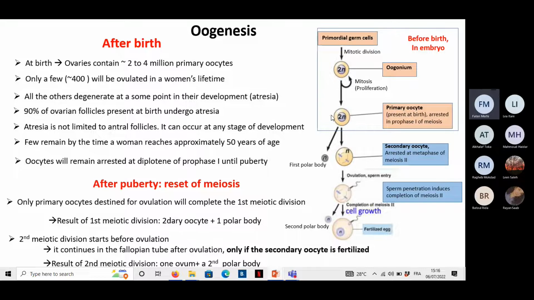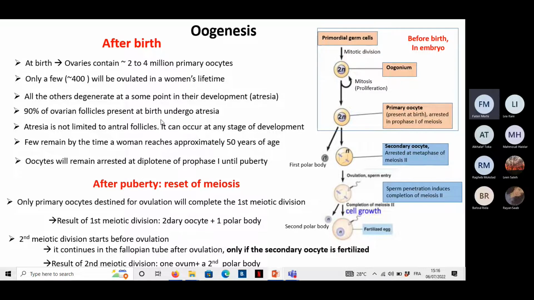They will always be surrounded by other cells called the follicular cells or the granulosa cells. So 90%, the oocytes and the follicular cells together make what we call an ovarian follicle. 90% of the ovarian follicles present at birth will undergo atresia at some point during the life of a female.